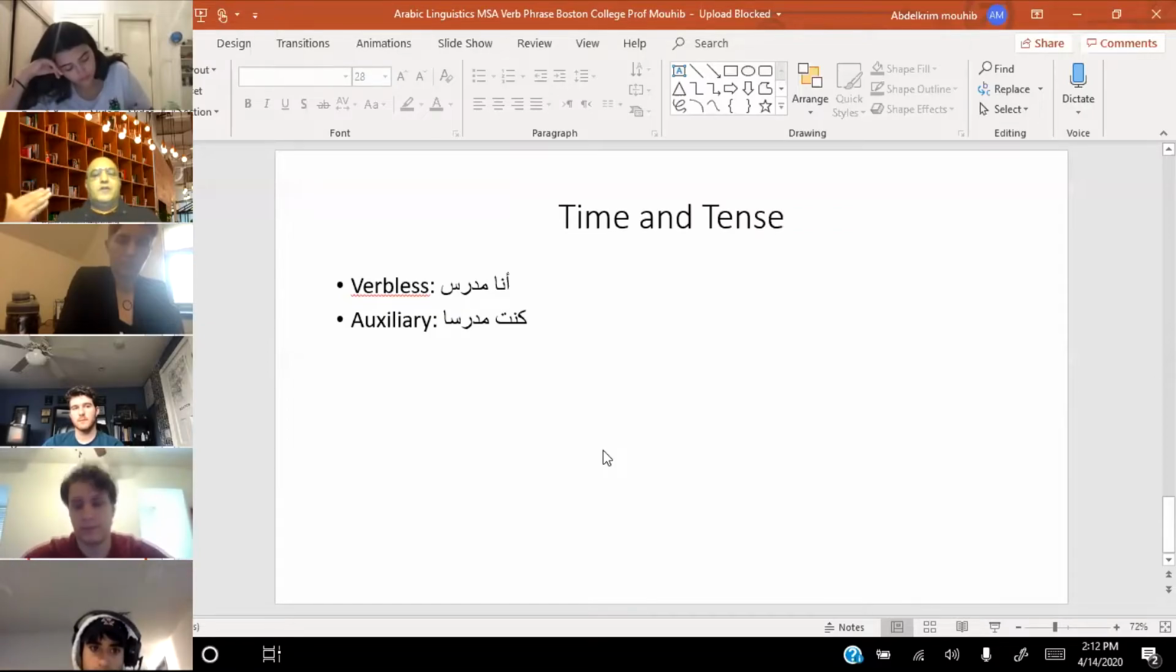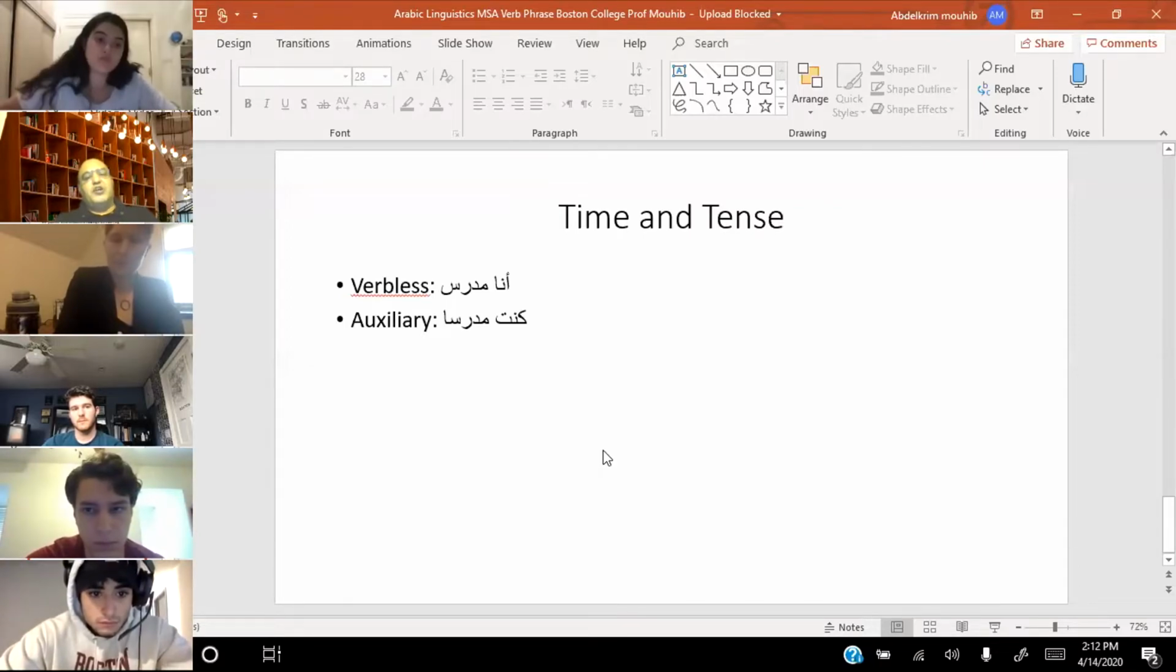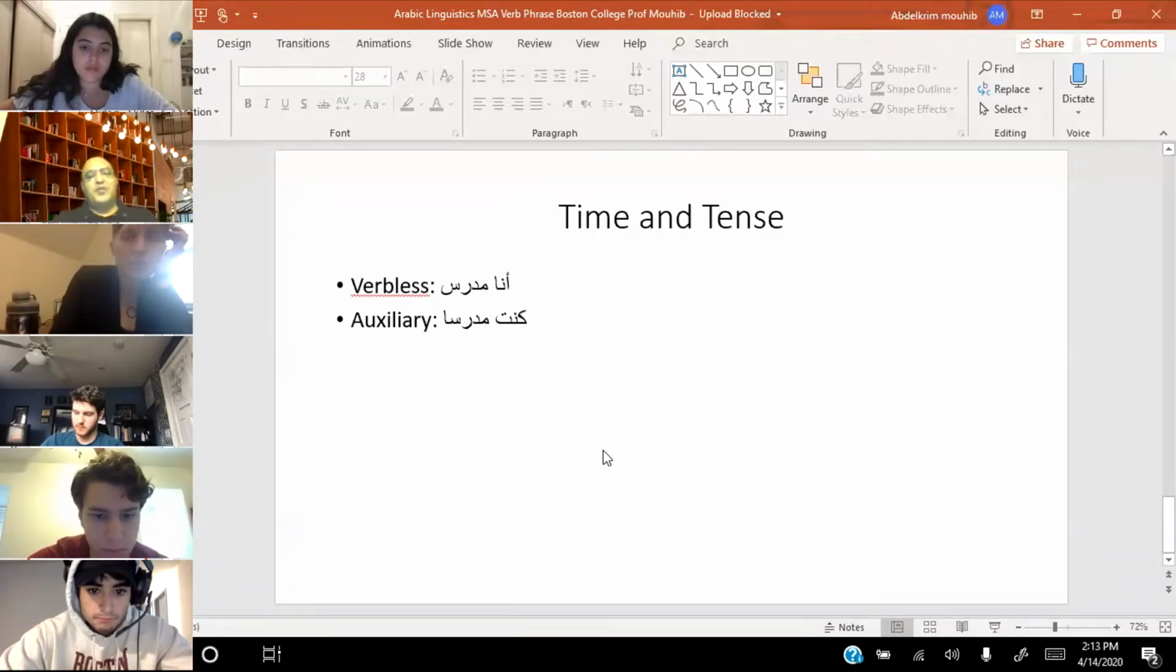This is very unique to Arabic, especially with the example أنا مدرس. Do you remember what we call مدرس in morphology? Do you remember?